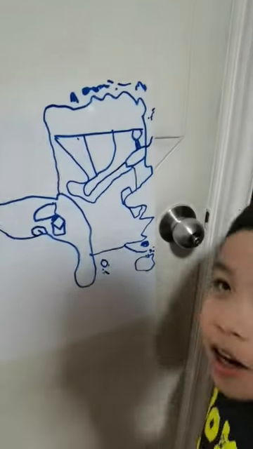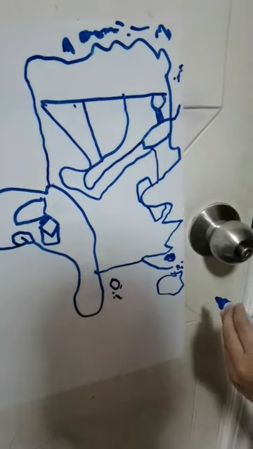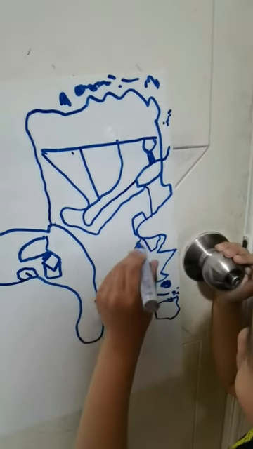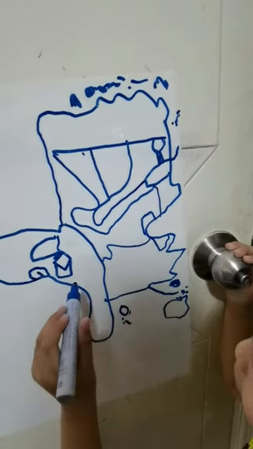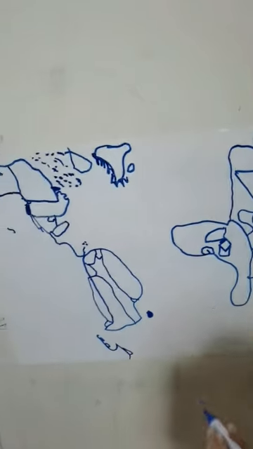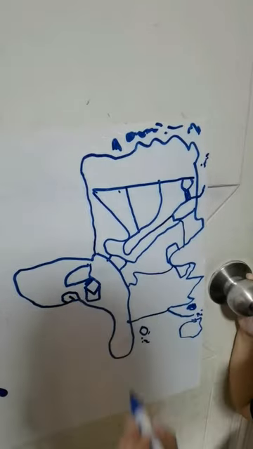Oh, the big dot is the Philippines. Where's the Philippines? Right there. And that one is Australia. Well, it's called Australia because there's so many countries. Well, I also made Saudi Arabia. Where's Saudi Arabia? Right here, in the middle.